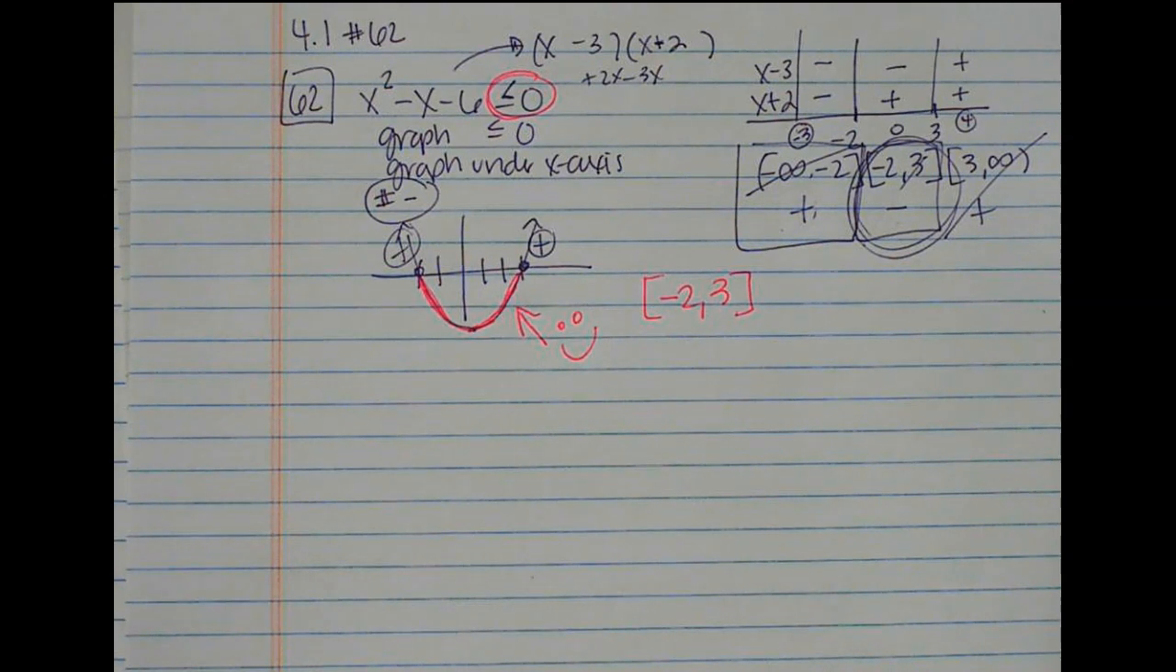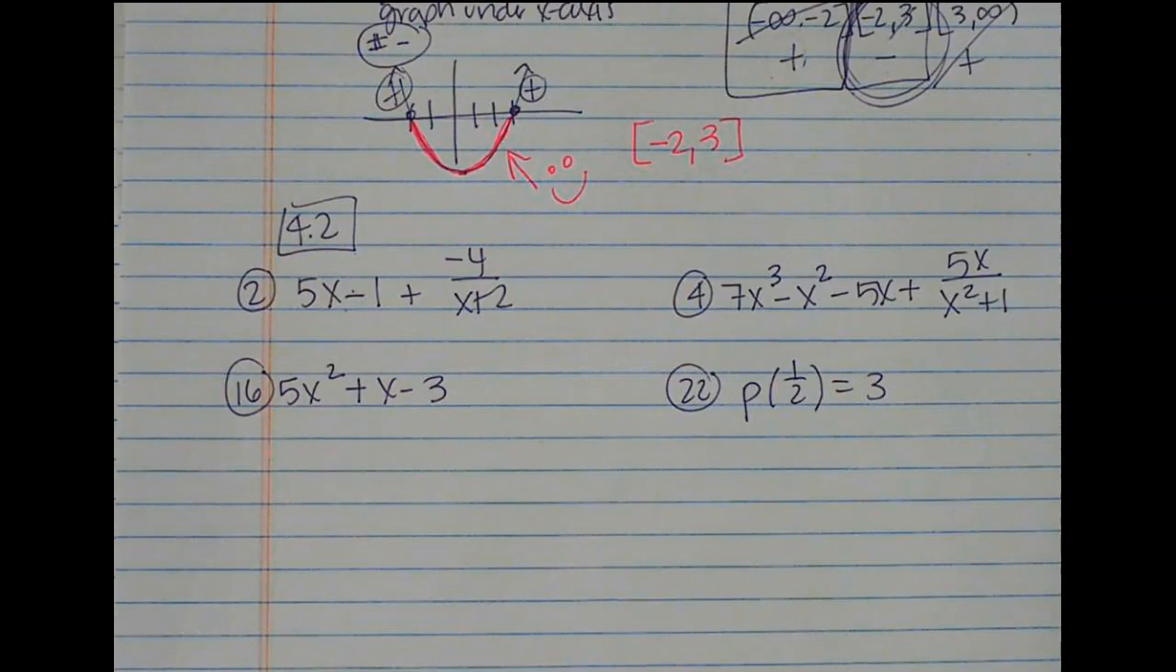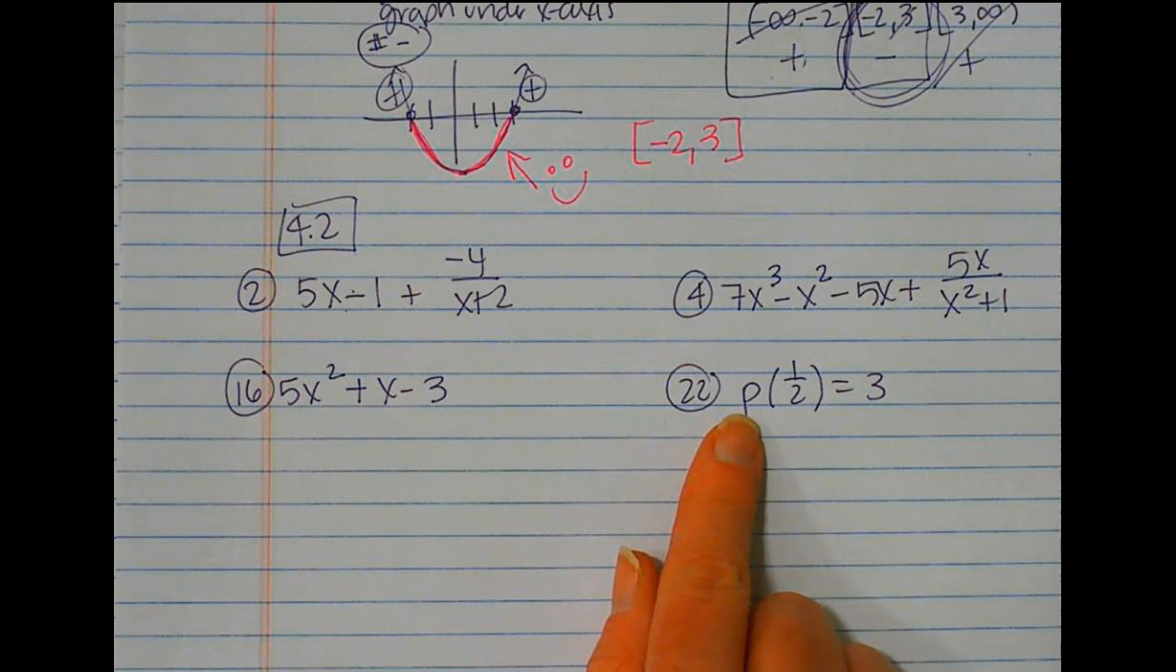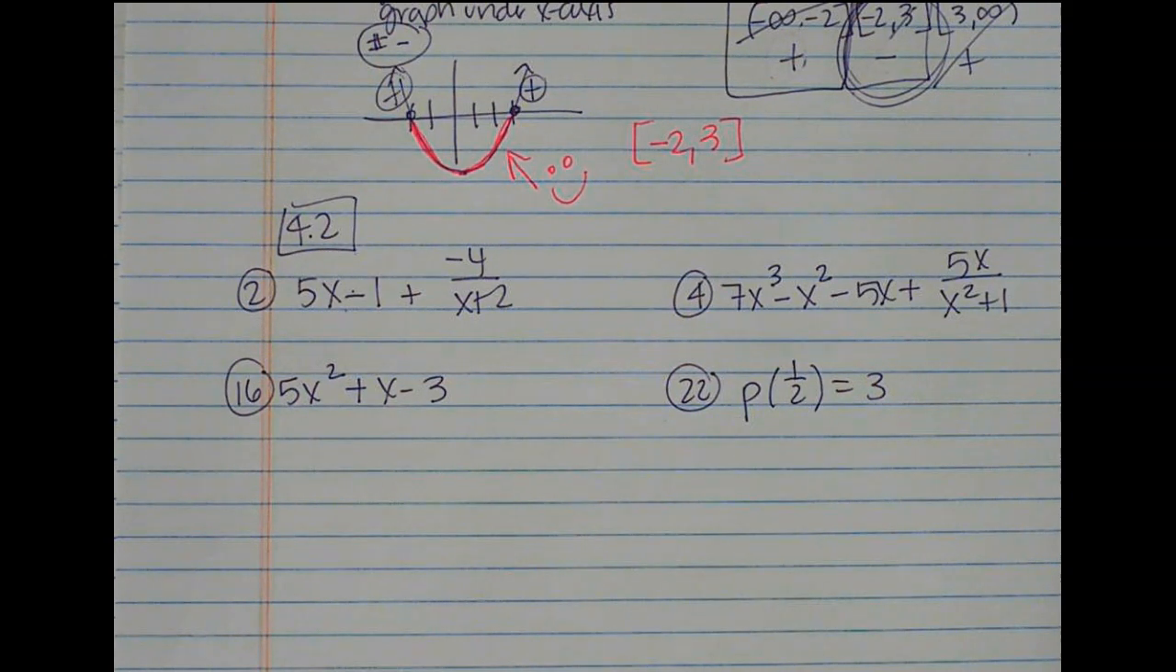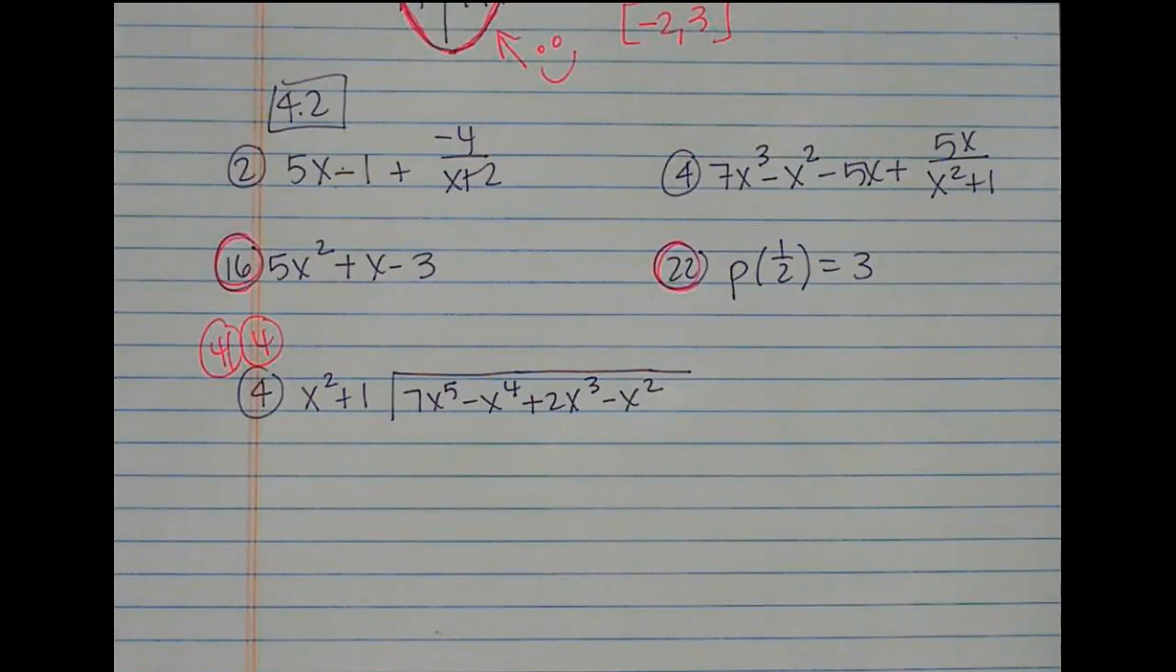So that was 62. So in 4.2, we had several problems, but these are the even answers. So pause the video and check your even answers. What ones? Okay, so we're going through number 4.